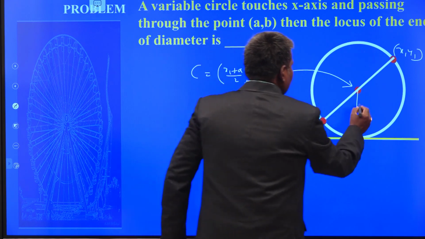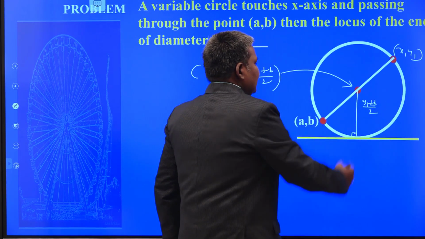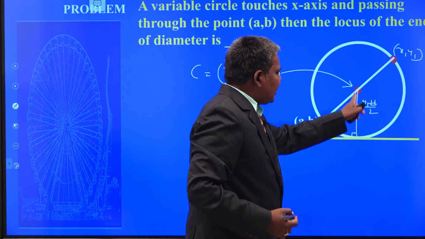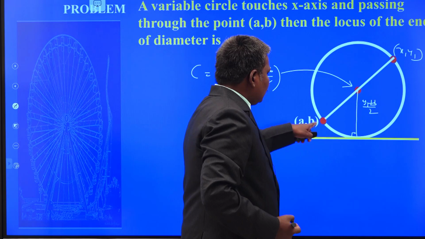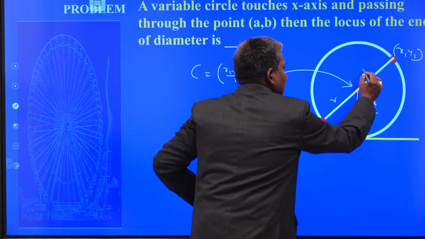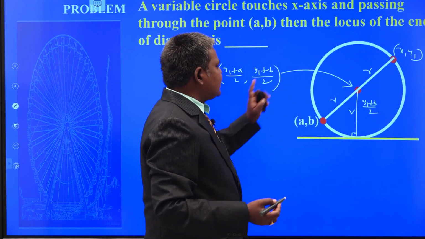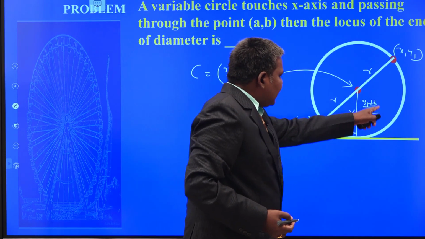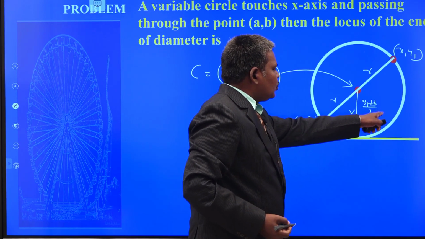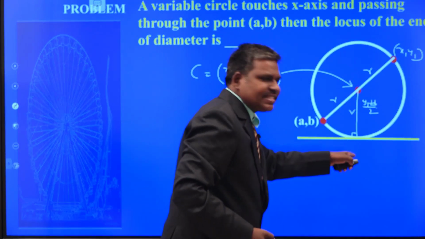What is the distance now here? (y1 plus b) by 2. Is it the radius or not? Yes, this is the radius. If you multiply it by 2, you get the length of the diameter. Am I correct or not? This is the radius. This is also the radius. All the radii are equal in any circle. Now, by multiplying this value by 2, (y1 plus b) by 2 into 2 gives what? y1 plus b. That is the diameter of the circle from here itself.